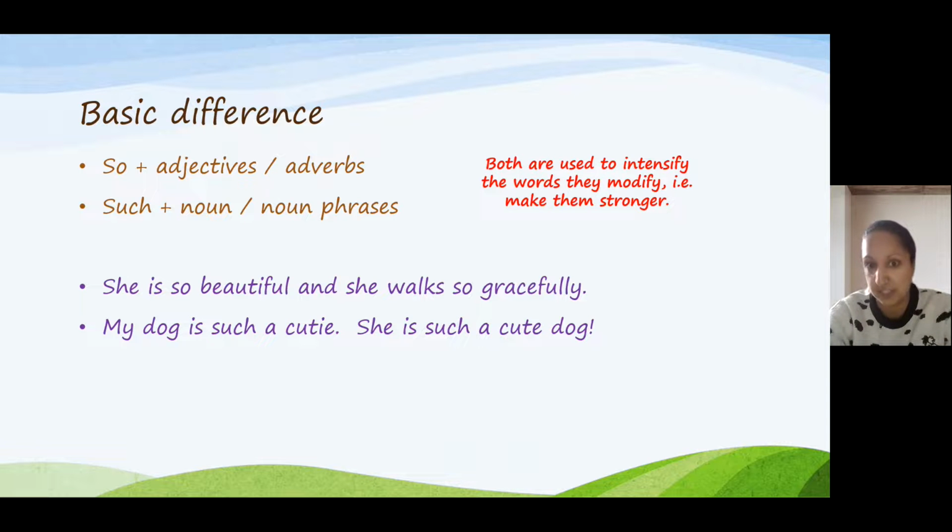My dog is such a cutie. She is such a cute dog. So my dog isn't just a cutie, but a real cutie. She isn't just a cute dog, but a very or a really cute dog.